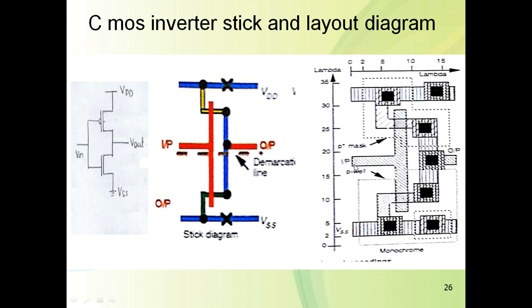We can take the input on poly directly, because this is the poly layer and this is the input on the poly layer. So this is the P mask and this is the P well. There is a minimum distance from the n diffusion, and it is 3 lambda. So this is 3 lambda on each side.